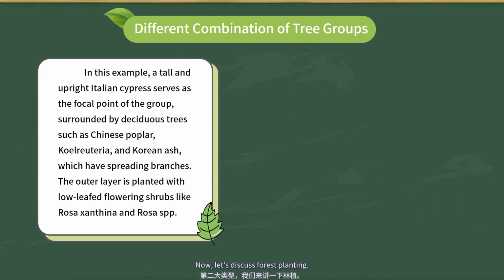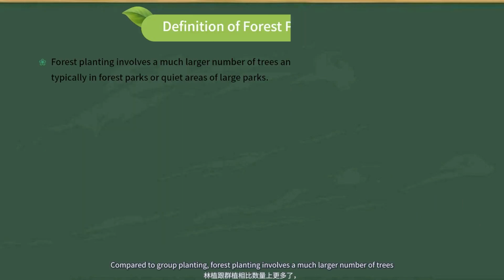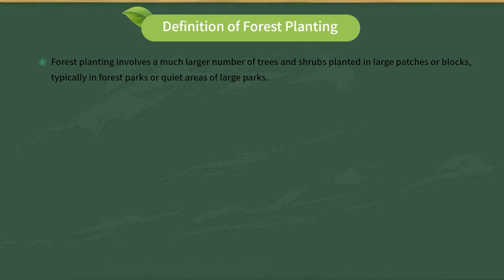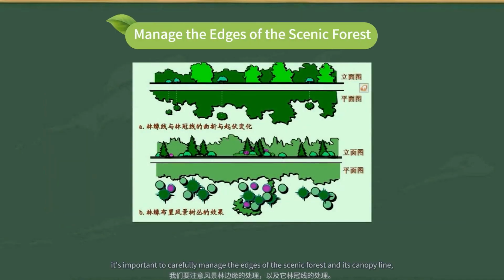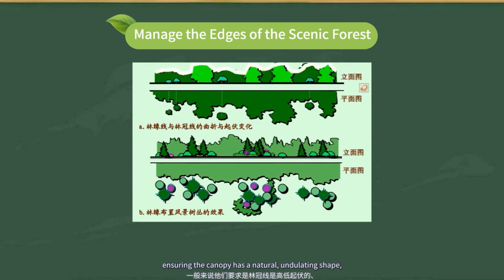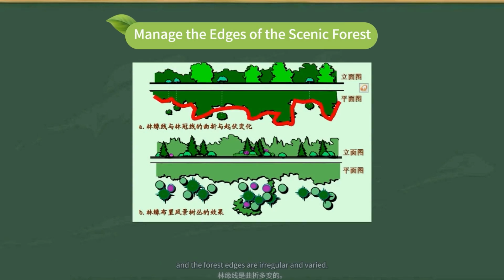Now, let's discuss forest planting. Compared to group planting, forest planting involves a much larger number of trees and shrubs planted in large patches or blocks, typically in forest parks or quiet areas of large parks. When implementing forest planting, it's important to carefully manage the edges of the scenic forest and its canopy line, ensuring the canopy has a natural, undulating shape, and the forest edges are irregular and varied.